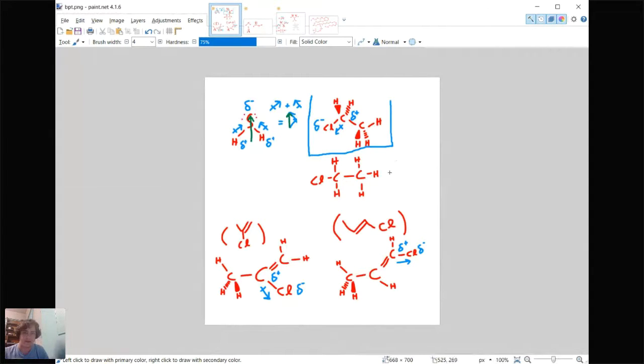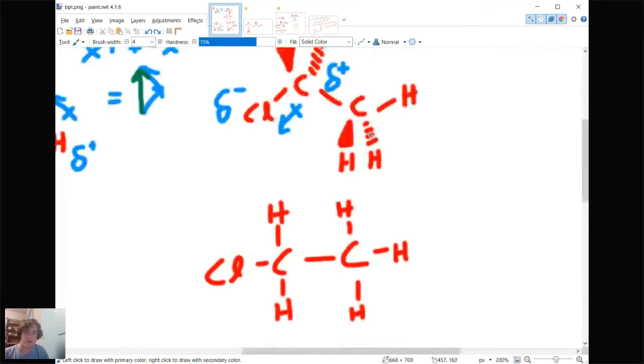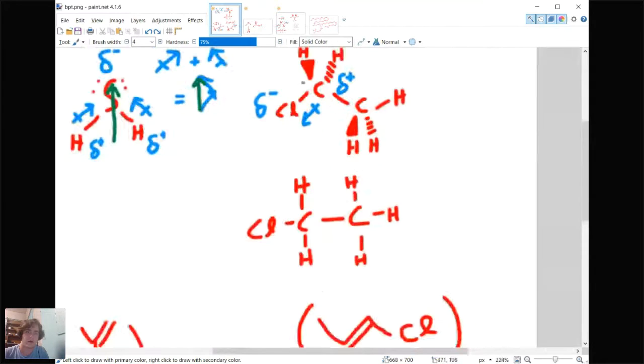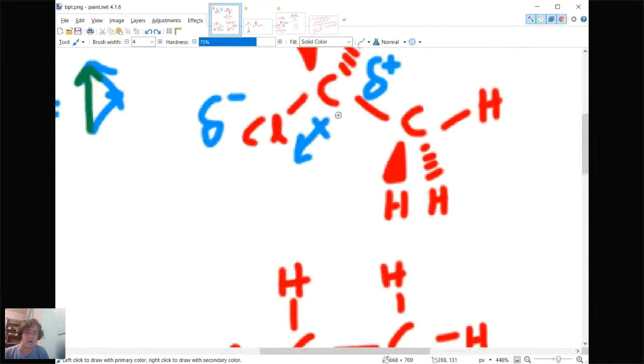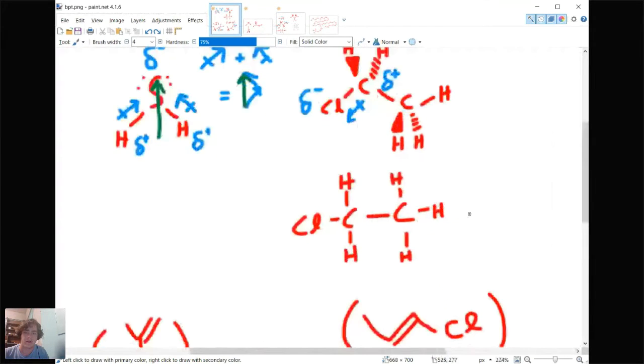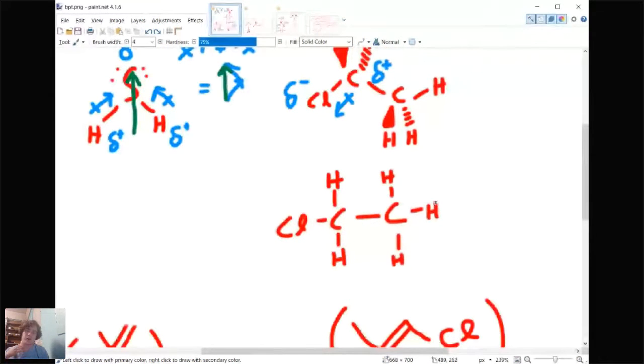Because if we had, for example, if there was a chlorine, hold on, let me think about this. No, that's a bad example. I was going to say if there's a chlorine right here, it would look nonpolar, but it would be nonpolar anyways.